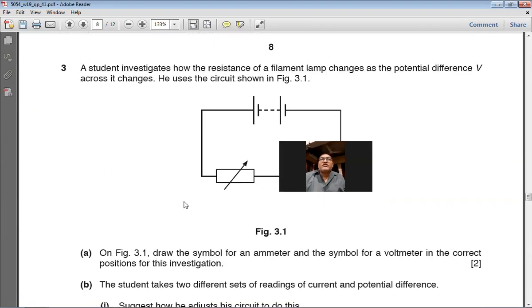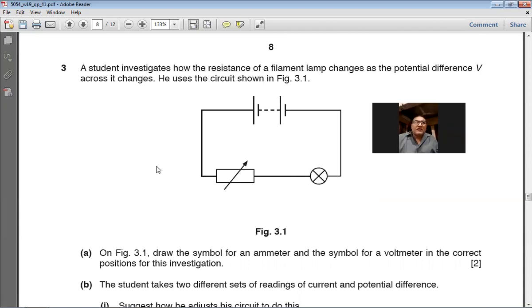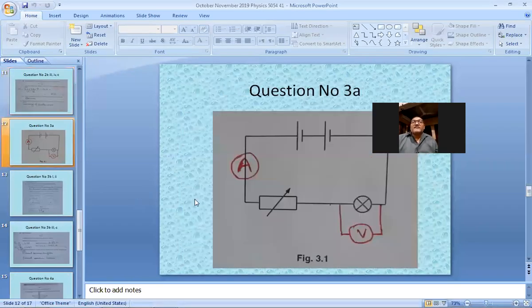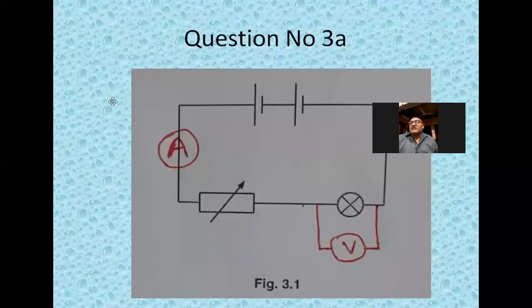Okay, now we are going to the next question. The next question is question number 3. He says, a student investigates how the resistance of a filament lamp changes as the potential difference V across it changes. He uses the circuit shown in figure 3.1. On figure 3.1, draw the symbol for an ammeter and a symbol for a voltmeter in the correct position for this investigation. So I will put an ammeter here in series, and I will put a voltmeter here parallel to this lamp. So let me show you my answers so you can understand.